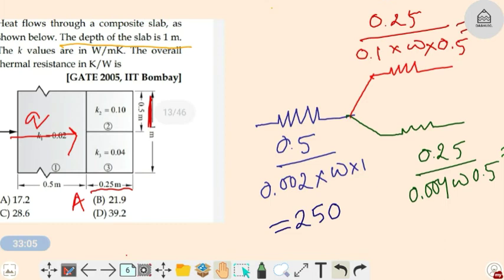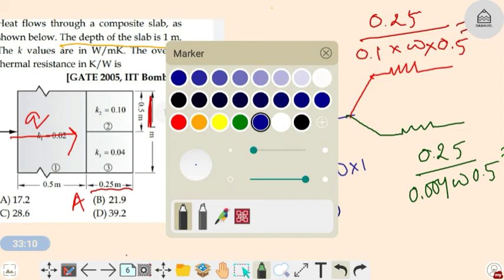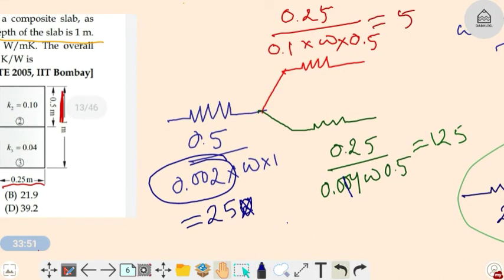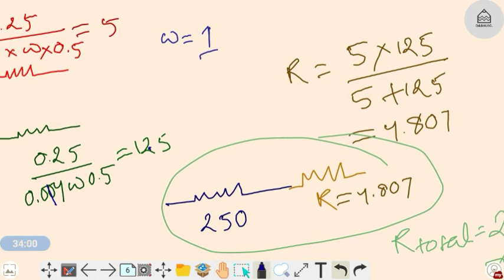254.27. Okay, I think I have made a mistake here. See here, K1 is 0.02, but I have taken 0.002. That's why a mistake has come, but I will rectify it for you. So it is 0.5 divided by 0.02, which will be equal to 25. One more mistake: this is 0.04, so this will be equal to 12.5. So this is 12.5 and this is 12.5. So 5 into 12.5 divided by 5 plus 12.5.